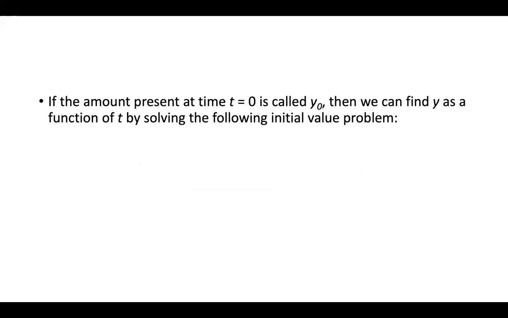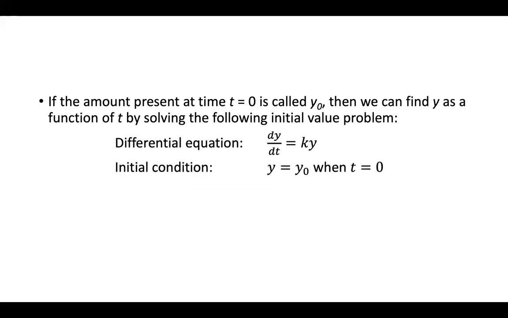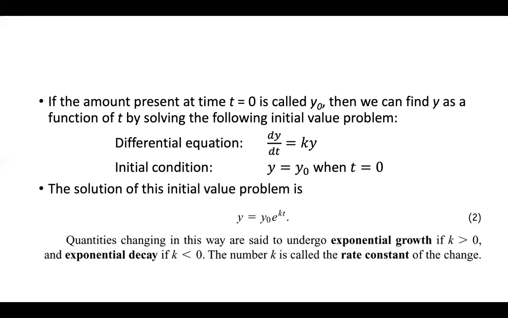If the amount present at time t equals 0 is called y0, then we can find y as a function of t by solving the following initial value problem. The differential equation is dy/dt equals k times y. So what that says in English is that the change in y with respect to time is proportional to y, which represents an amount. And the initial condition is that y equals some number y0 when t equals 0. So y0 represents the initial amount. The solution of this initial value problem is y equals y0 times e to the kt.